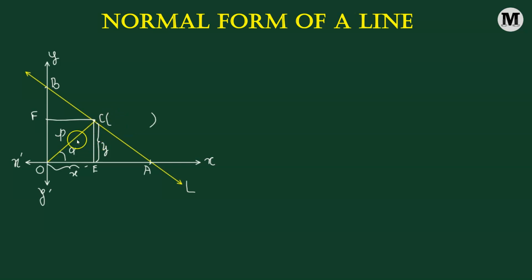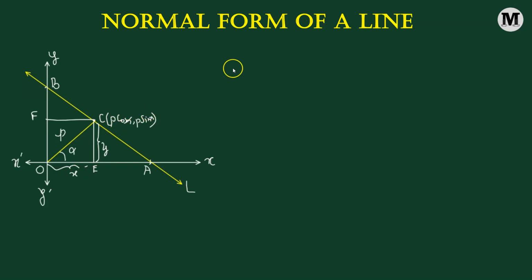That's very simple, sir. We can take the help of trigonometry, and the x coordinate is going to be p times cosine of alpha. The y coordinate is going to be p sine alpha. Right? So here we have obtained the coordinates of point C.